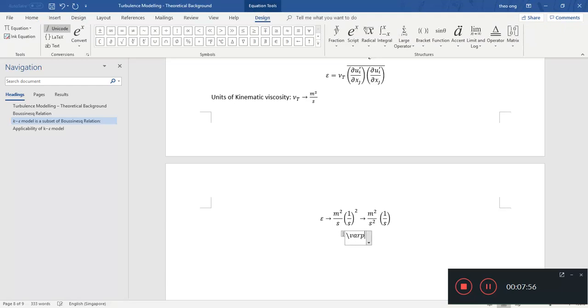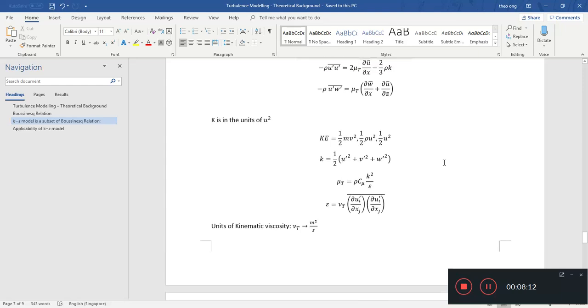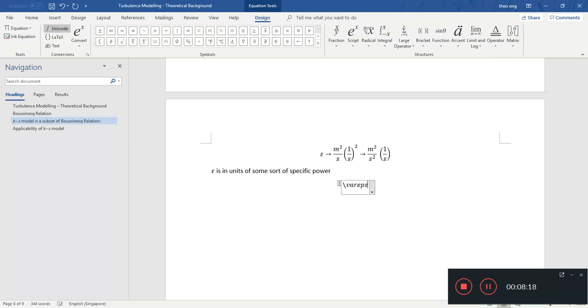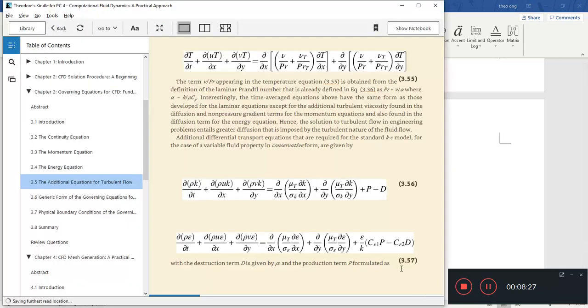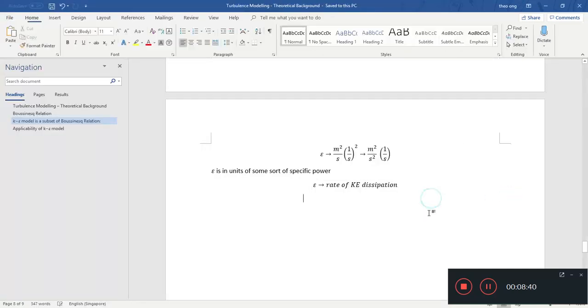So var epsilon is in units of some sort of specific power. That means power per unit mass, right? So what does it actually stand for in this model? Epsilon actually stands for rate of KE dissipation. So let's check. I'm gonna scroll for you in the book and show you. Yep. They say that the turbulent kinetic energy is K and the rate of dissipation of turbulent energy is epsilon.